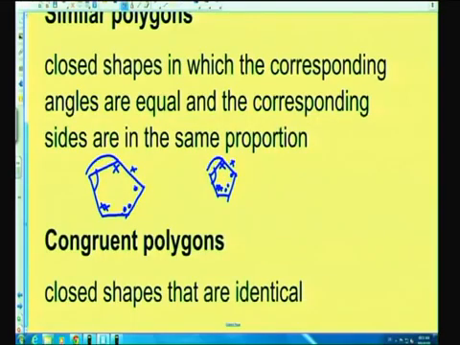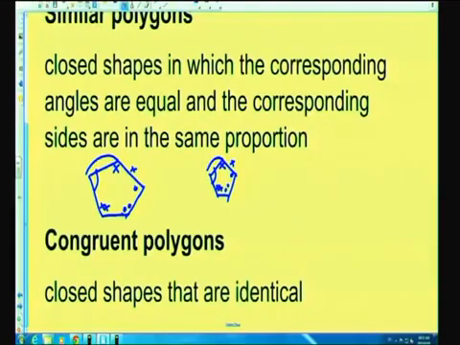Then they talk about congruent polygons. Now, congruent, you'll remember from earlier years, means that it is absolutely identical. So if I was doing this here, it would be a complete clone of, say, this one with this one. So there would be two identical shapes. If I chopped it out and pasted it on top here, it would fall exactly the same. So they are identical in terms of angles and in terms of sides.